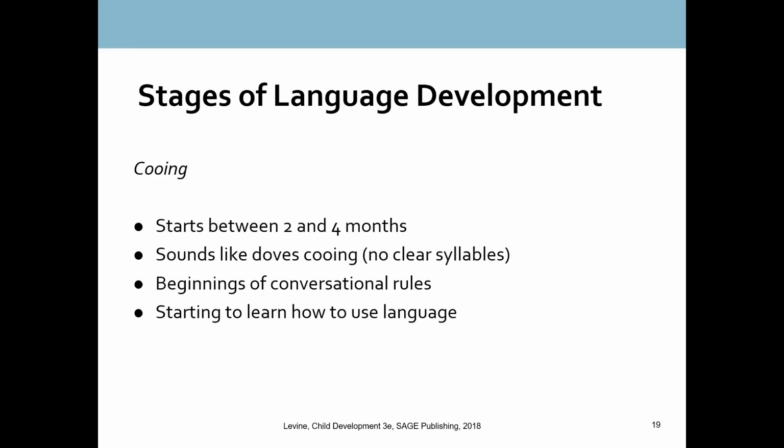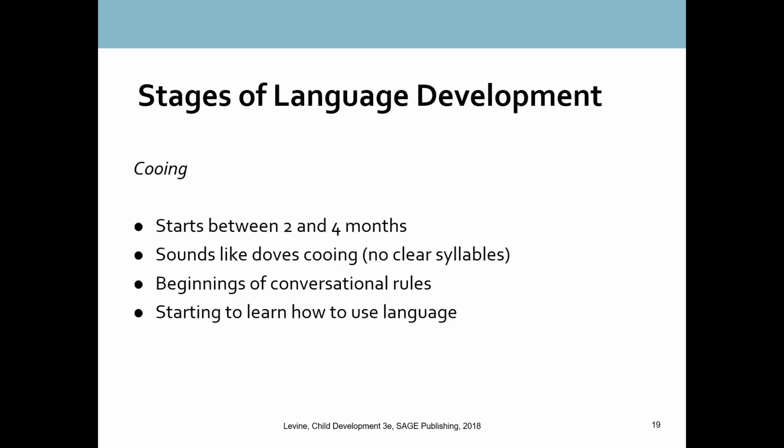We consider this the beginnings of conversational rules because babies, in this 2 to 4 month period, will actually engage in turn taking with parents. So the baby might go ah, and then the mother says something, like, do you want your bottle? And the baby goes ah, and then the mother says something.